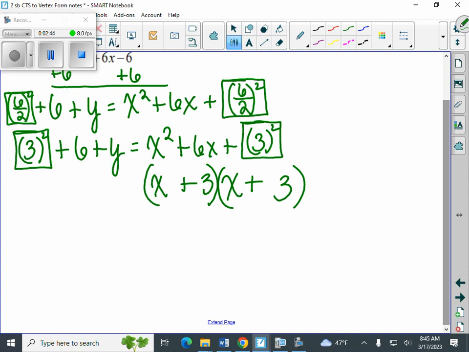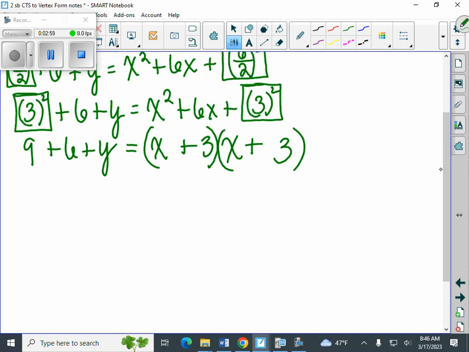On the other side, we can start getting ready to combine, so we can fill in what 3 squared equals. 3 squared is 9 plus 6 plus y. In your notes, it says factor the trinomial, and then it says parentheses condense. So we're going to condense. Instead of writing x plus 3 times x plus 3, let's write x plus 3 squared. That's what squared means. And over here, 9 plus 6 is 15 plus y.